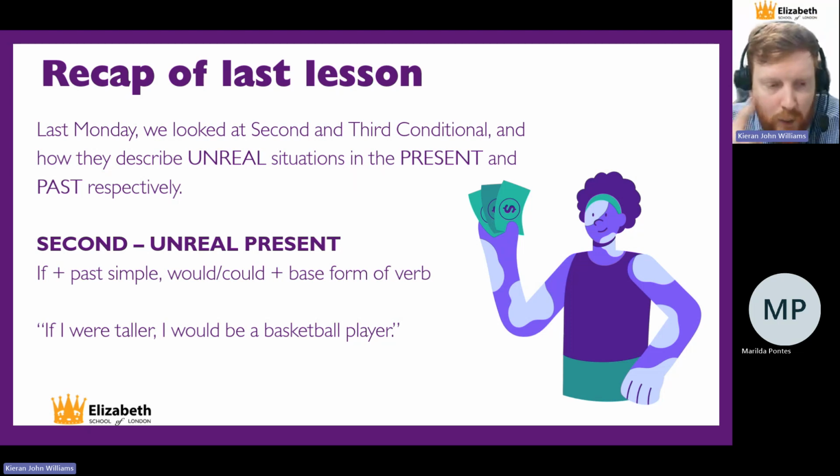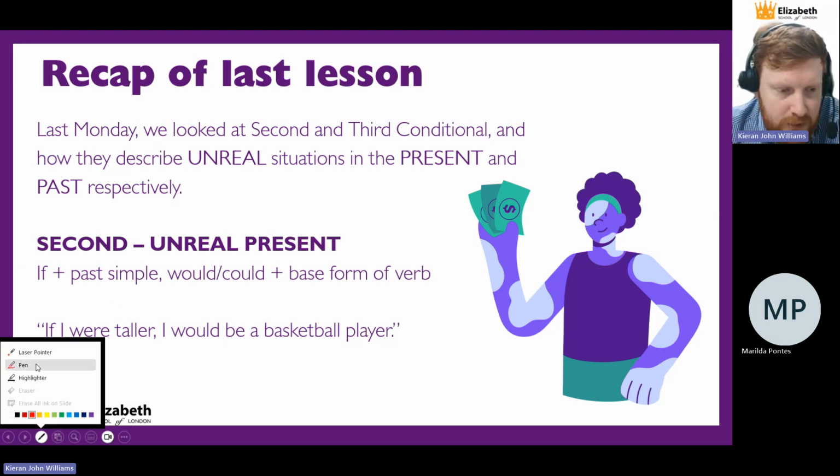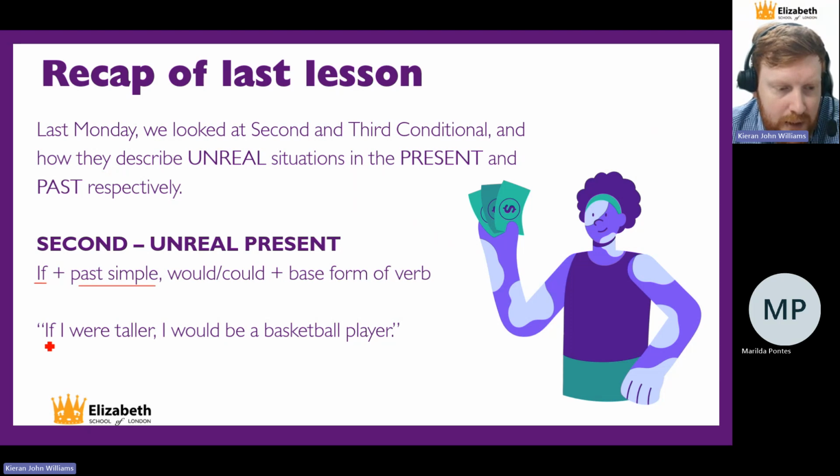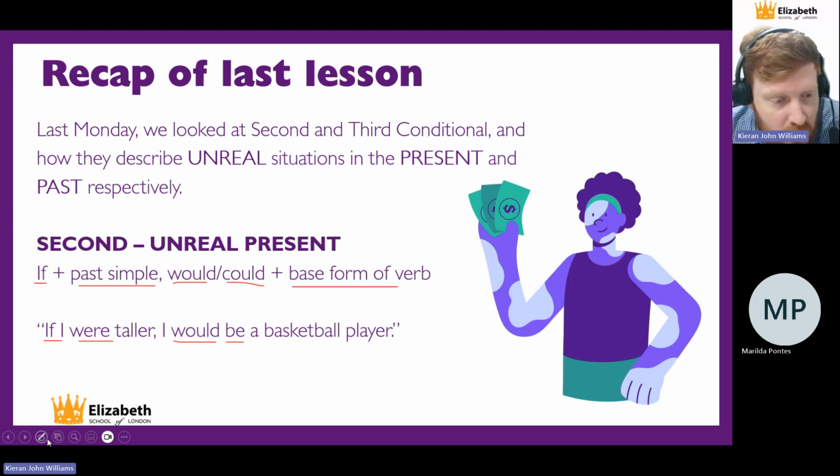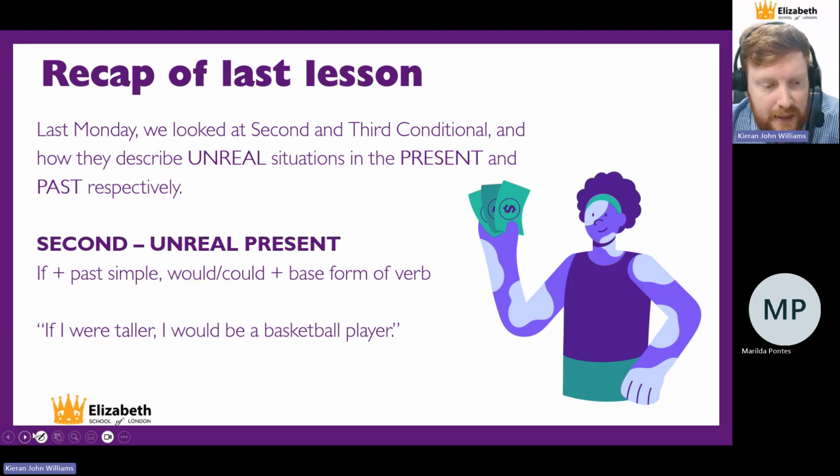Okay, and the way we made it was in the two separate parts of the sentence, we had if and past simple at the start. Okay, so as you can see here, if plus past simple, we had if I were taller. Then in the second part of the sentence, we should have would or could, depending on what you want to say, and then the base form of the verb. So we have would, and then we have the verb to be. So we know that this sentence is second conditional because it follows that formation. Okay, so that is second conditional. So hopefully we remember that from last time.